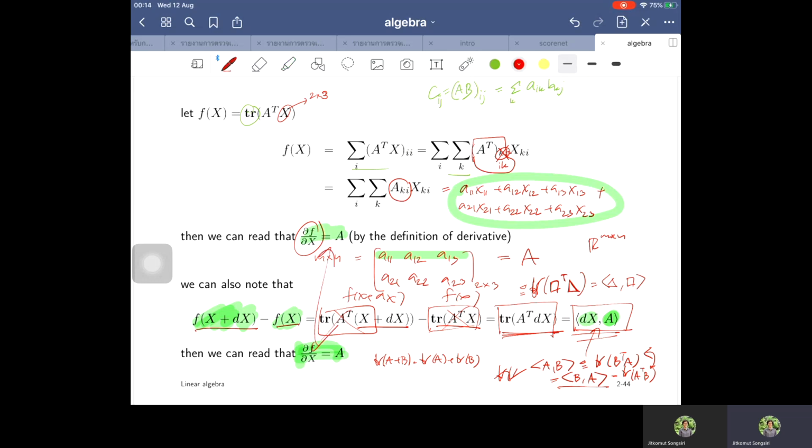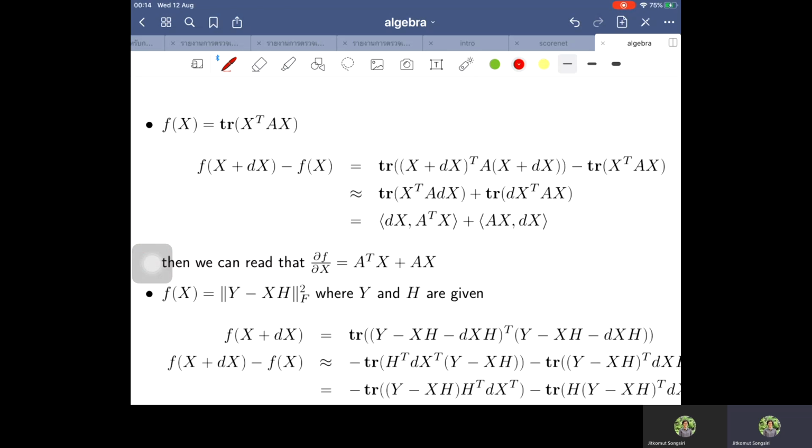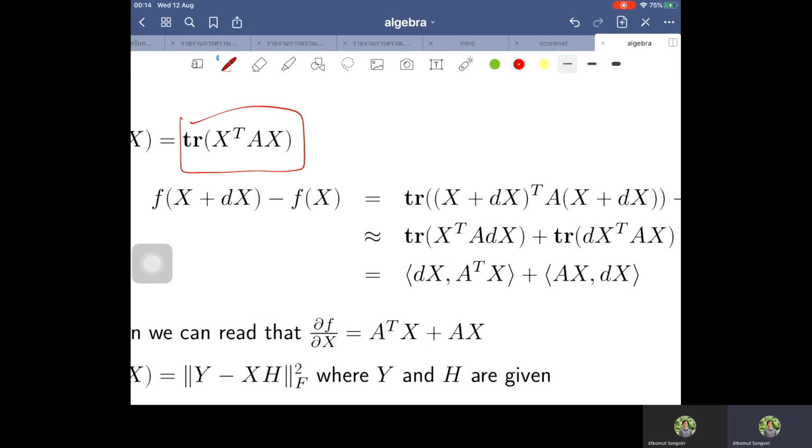Now let's move on to a maybe more complicated example. Here it's more complicated because it's quadratic in X. Now you don't want to expand this function in terms of xi and xj. I'm going to use the first order Taylor expansion approach. So again, I'm going to compute f(x plus dx) minus f(x), by the definition.